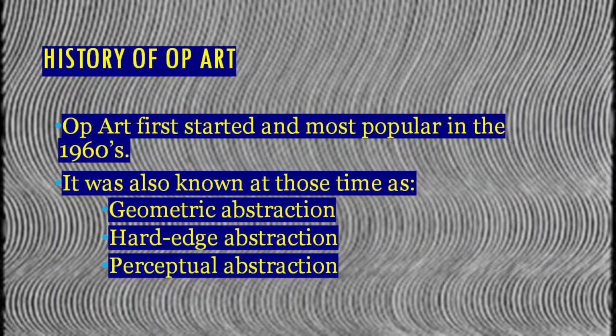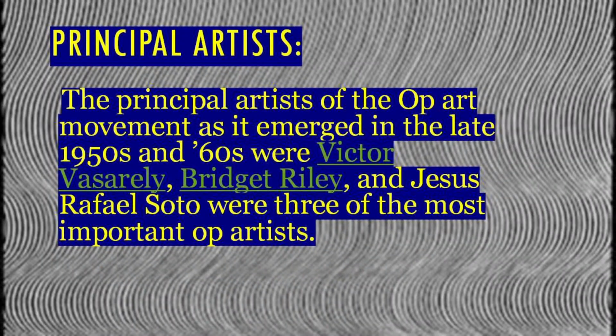Op art first started and was popular in the 1960s. It was also known at that time as geometric abstraction, hard edge abstraction, and perceptual abstraction. The principal artists of the op art movement as it emerged in the late 1950s and 60s were Victor Vasarely, Bridget Riley, and Jesus Rafael Soto, three of the most important op artists.